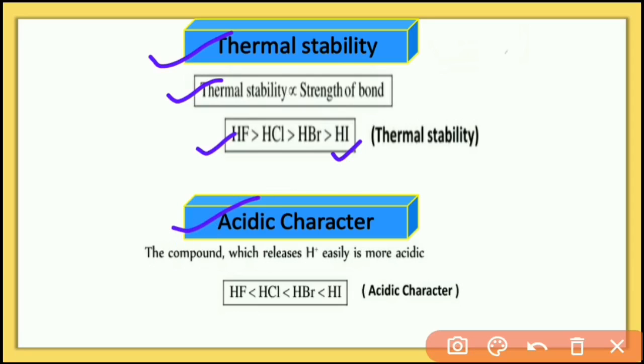Next, acidic character. The compound which releases H+ easily is more acidic. So with less bond strength, the hydrogen halide easily loses the hydrogen H+ ion. So HI has higher acidic character as compared to HF. So the acidic character order is: HF has less acidic character than HCl, than HBr, and the highest acidic character is in HI.